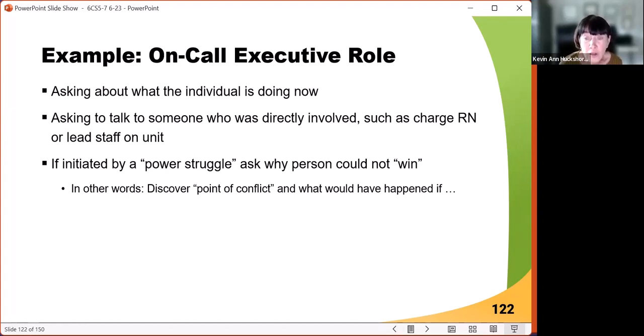If the person who called was not involved in the event, we'd want to talk to someone who was, and obviously find out what the point of the power struggle was, if there was a power struggle, because that's often how we were able to identify policies and practices that were causing people to get upset. Next slide.